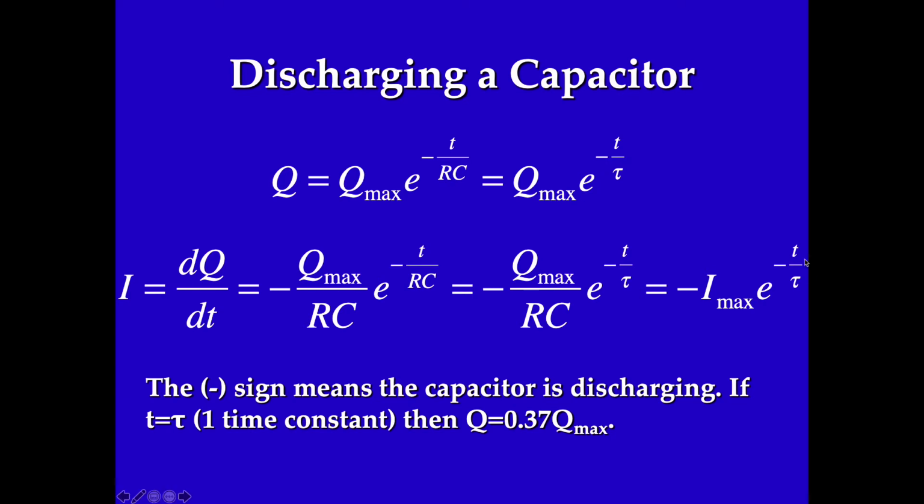After one time constant, this exponent in the exponential becomes 1. In other words, when t equals tau, the exponent becomes 1. E to the minus 1 is 0.37. After one time constant, the charge on the capacitor is 37% of its original value. In fact, the current is also 37% of its original value. So this is the case when it's discharging.